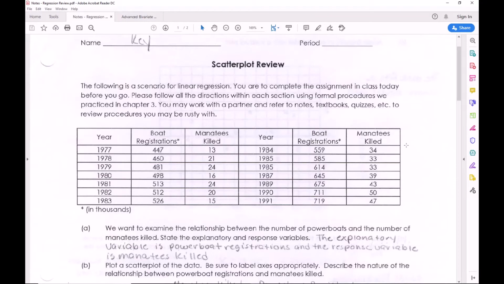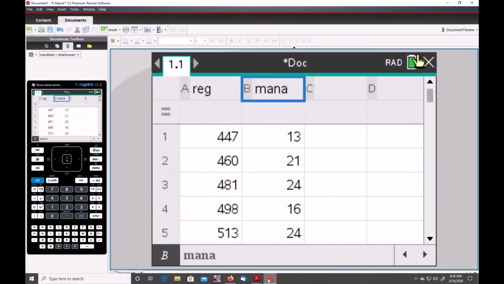And I guess the first thing to do, well, just looking at this table, is to ignore the years. Those are good labels. We need them to help us with the domain for things like extrapolation, but we really just want to set up a cell sheet and the calculator, a spreadsheet, with the first column being powerboat registration, so this, and then the second column being manatees killed, which would be this and this. So I do have this set up.